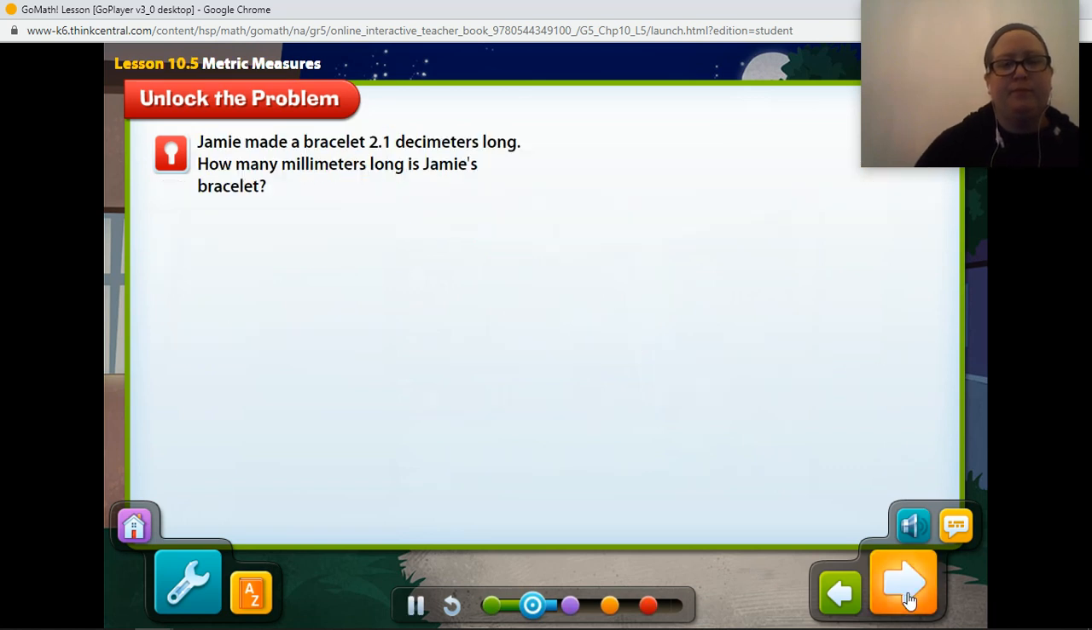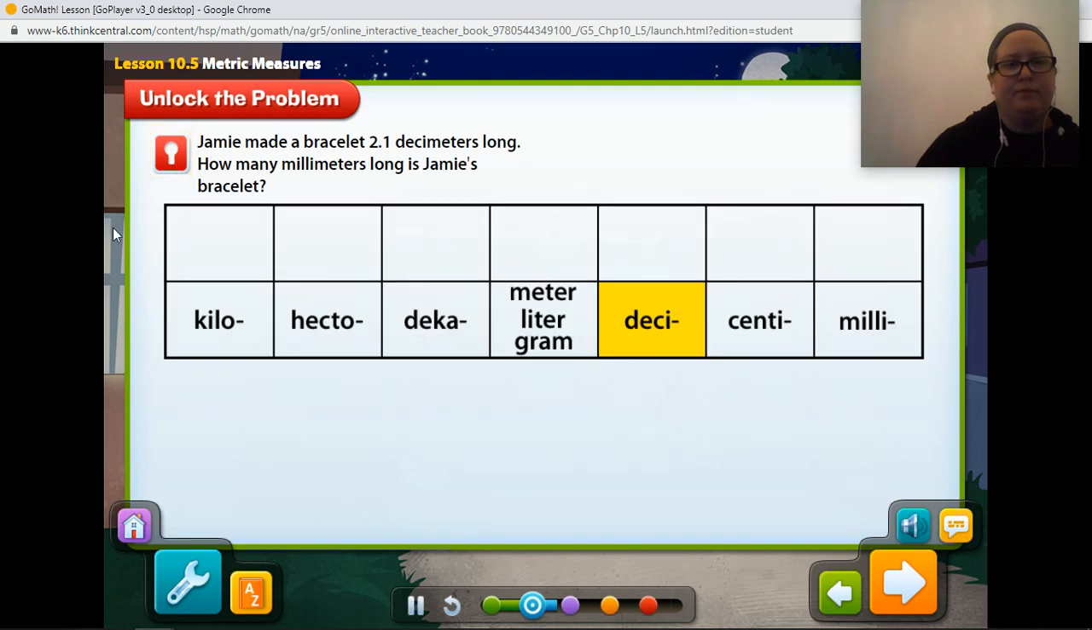Let's look at how you can convert units of measurement. Jamie made a bracelet 2 1/10 decimeters long. How many millimeters long is Jamie's bracelet? Let's unlock the problem. Let's use the diagram to show 2 1/10 decimeters. 2 is the whole number and should appear above decimeters. 1, which comes after the whole number, is a fraction of a decimeter and should appear above centimeters, the next smallest unit.